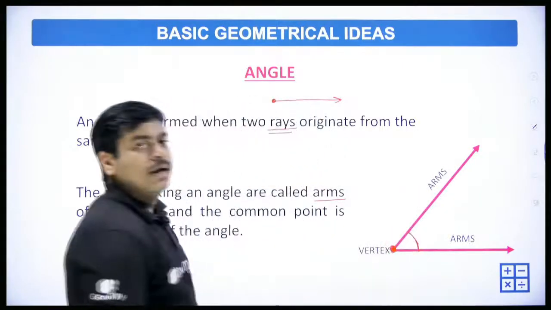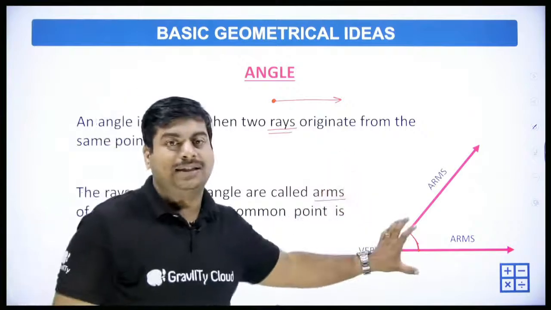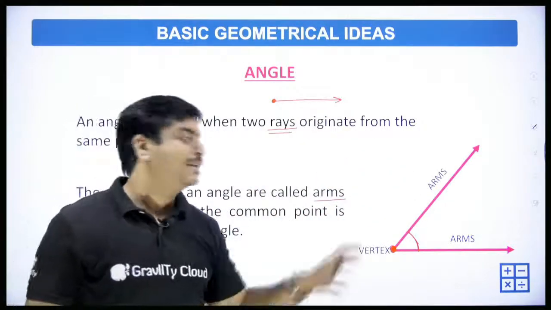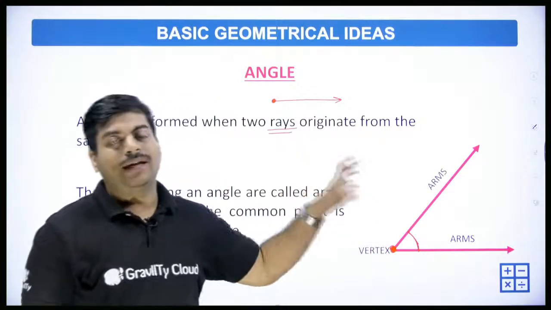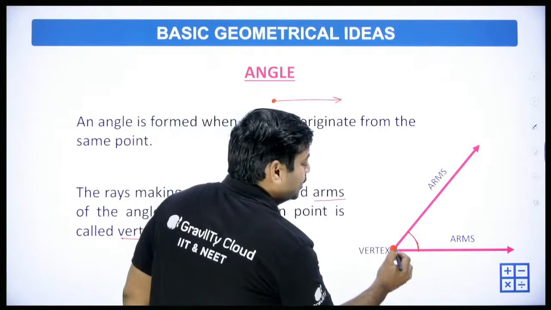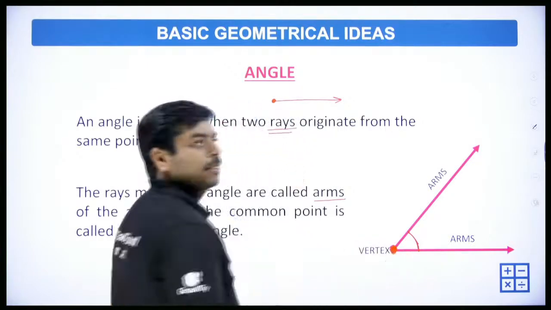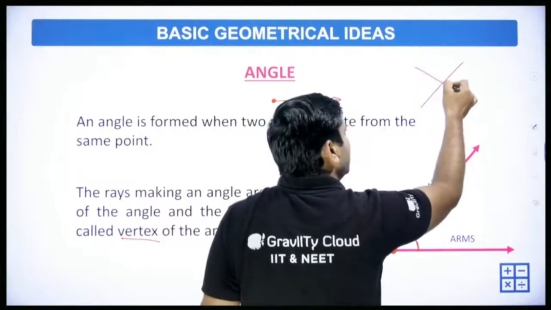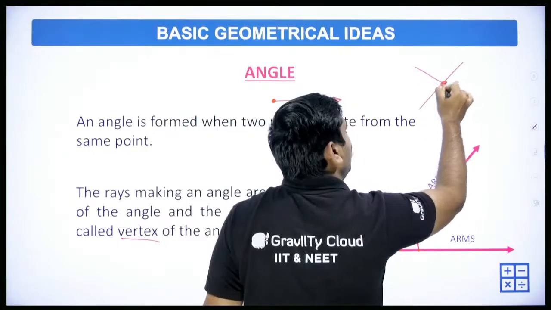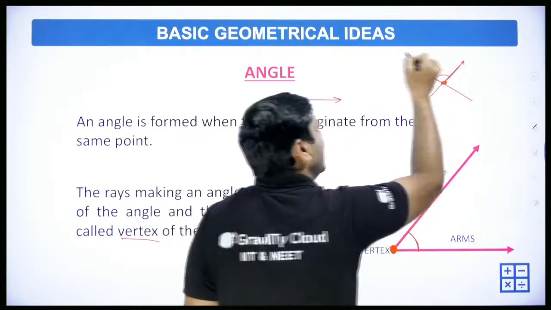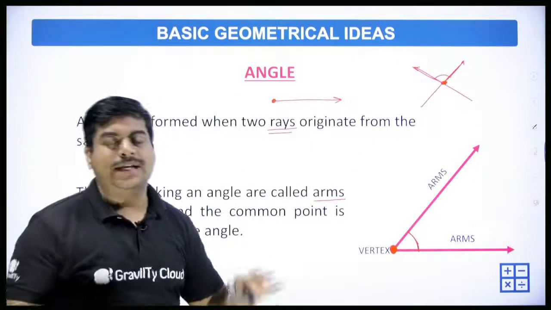An angle is formed between two rays, not between two line segments, not between two lines. We generally go with two rays, because we need to find the angle at this common point, which is a vertex. Although you discuss an angle between the lines, it means that from this point we are measuring one ray and the second ray, and there we are finding the angle, right?